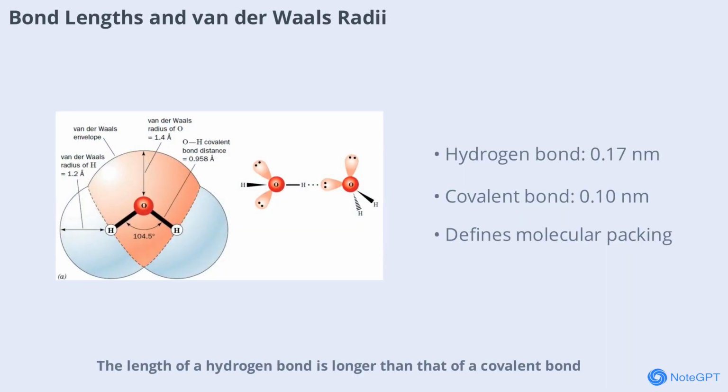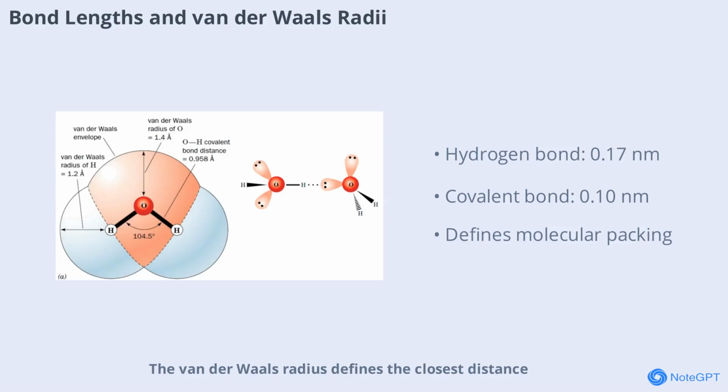The length of a hydrogen bond is longer than that of a covalent bond. For example, the OH covalent bond in water is about 0.1 nm, while the hydrogen bond is about 0.17 nm. The van der Waals radius defines the closest distance at which two non-bonded atoms can approach each other. These measurements are important in understanding molecular packing and interactions in biological systems.